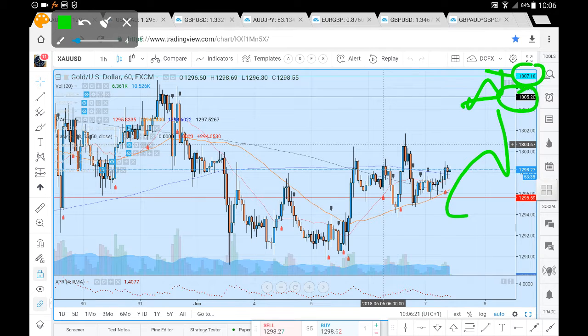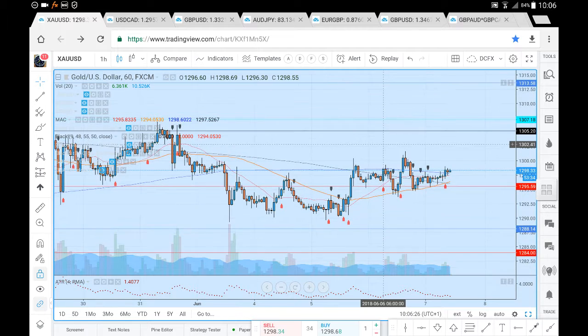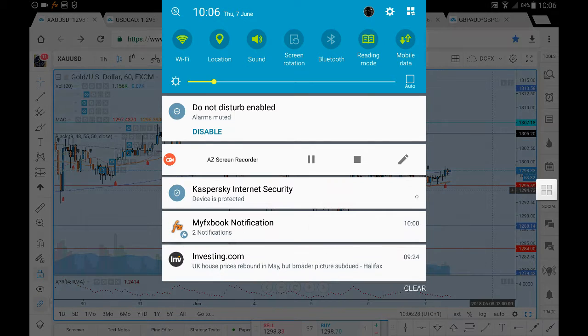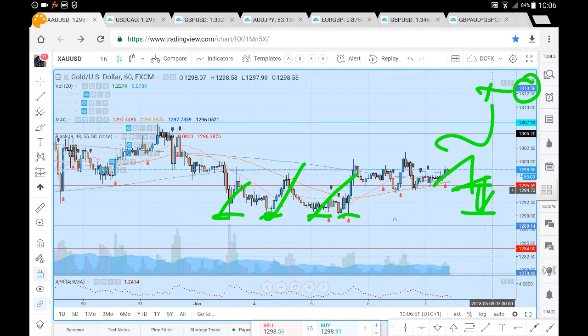Successful break from which we're then looking for prices up towards that 1307.18. And if we do see sufficient volatility to the upside, we're then looking for prices to head up towards that 13.58. If, however, we do have a breakdown from this 1296, we're then looking for price to progress down towards this 1290, an area previously found support.